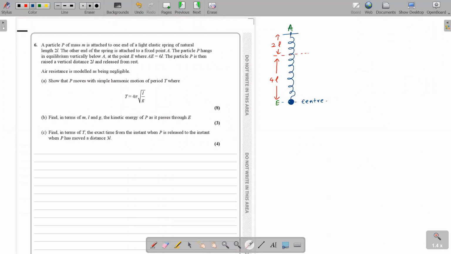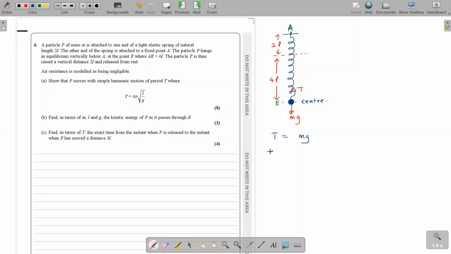Okay, so first what we will do is we will consider this equilibrium position and calculate the value of lambda before we go for the proof of the SHM. Before going for the proof, let's mark the forces at the equilibrium position. What do we have? You have the tension and you have the weight, right? Weight is mg. At the equilibrium position, the tension is equal to mg.